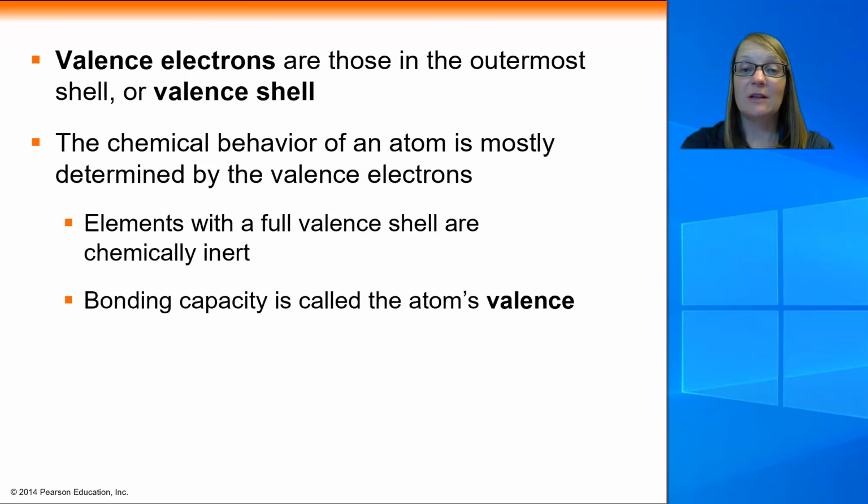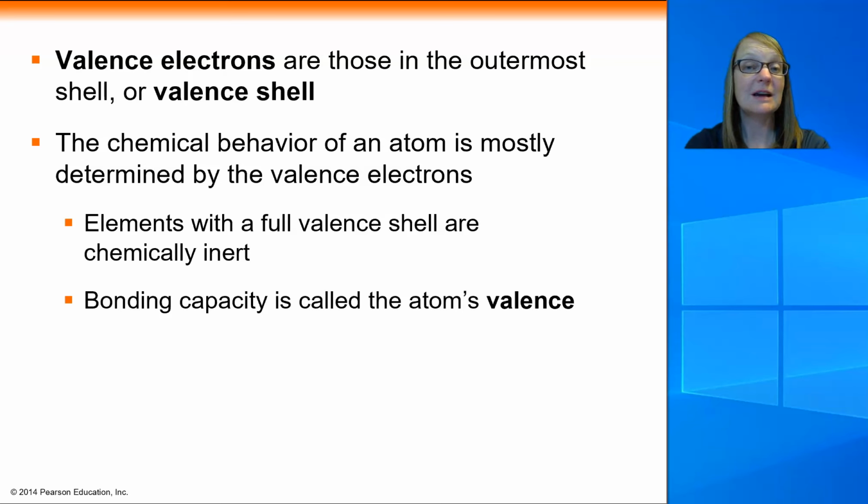The valence shell is going to be the outermost shell for an atom. It can be the first shell, second shell, third shell, fourth shell, whatever it is, however big that atom is, whatever the outermost shell is, that's the valence shell. And the electrons that are hanging out in that outermost shell are called the valence electrons. And it's these electrons that are going to determine how the atom behaves chemically.